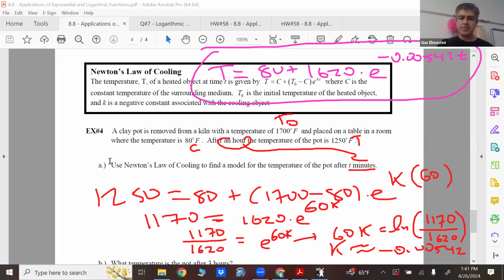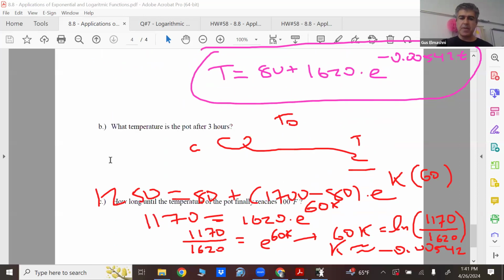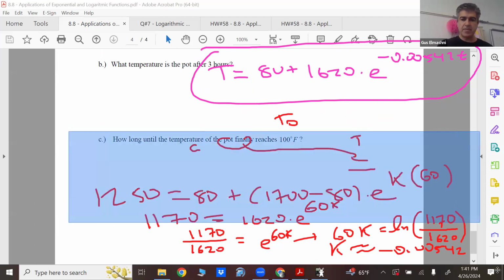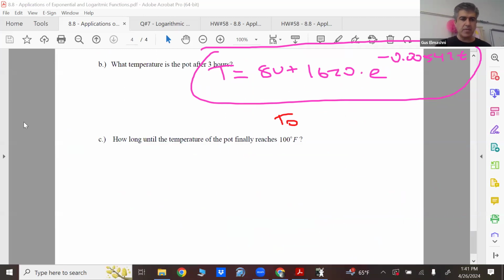So now let's look at part B and C. What temperature is the pot after 3 hours? And how long until the temperature of the pot reaches 100 degrees Fahrenheit? Because at 100 degrees Fahrenheit, then you could touch it, right? If not, you're going to burn your hands, right? That's bad. So let me get rid of all this other junk here. All this work I don't need anymore because I've already taken care of it.